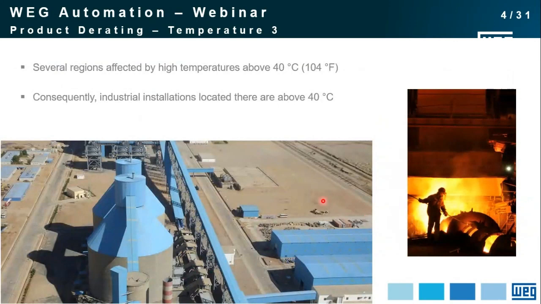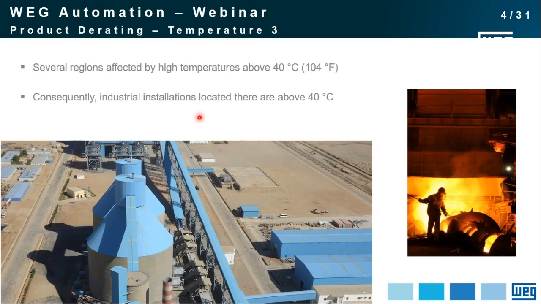So where can we find these high temperature places? There are a lot of places on the globe where temperatures can be very, very high, like in arid regions or in tropical regions. And in those regions, we can find industrial installations where the internal temperature of the installation will be even higher. And imagine equipment inside a panel inside this installation in a very hot area. So you have this cumulative effect.